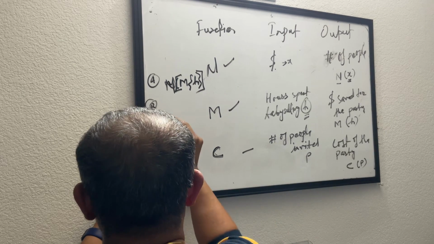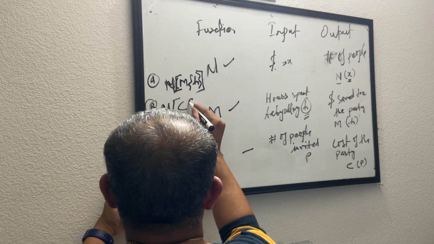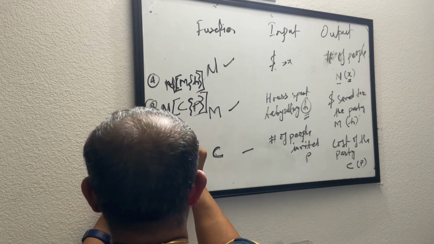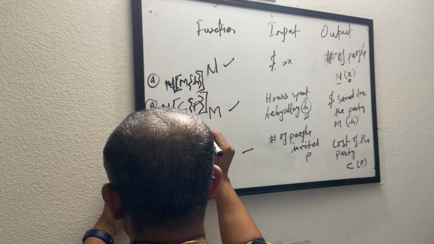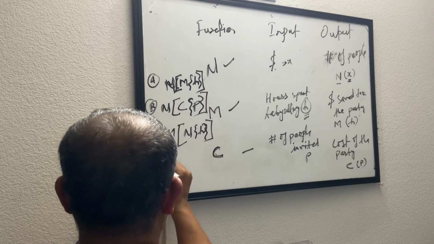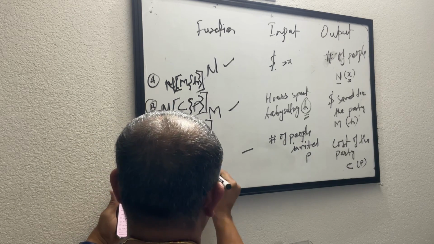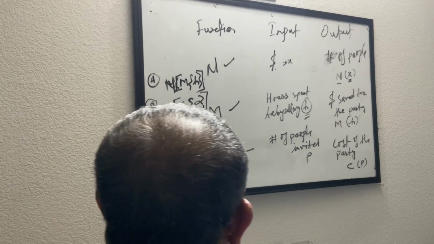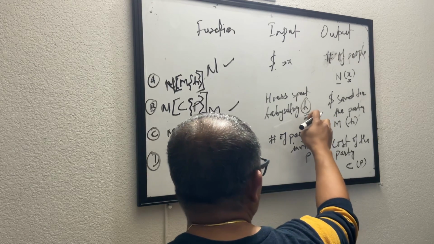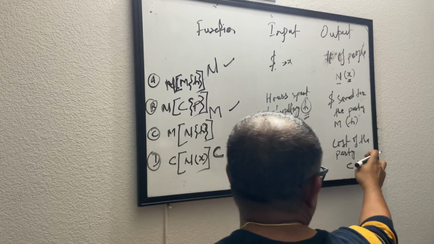The second option is n of c of p. The third option is m of n of h. The fourth option is c of n of x. And again, if you want to know, this is n, input is x. This is m, input is h, the number of hours of babysitting. This is c, input is p, the number of people invited, and the output is the cost.